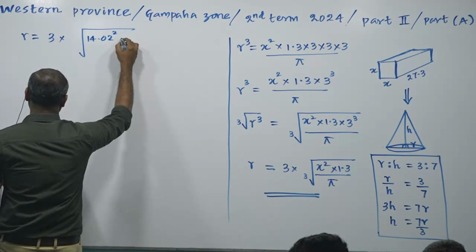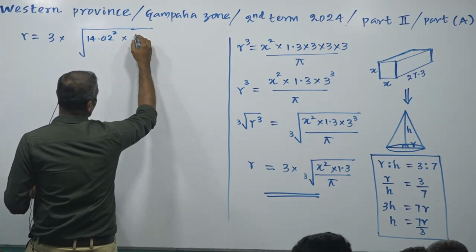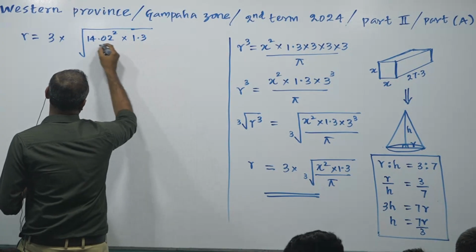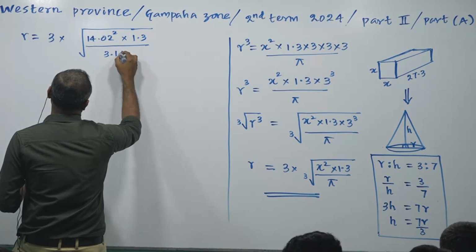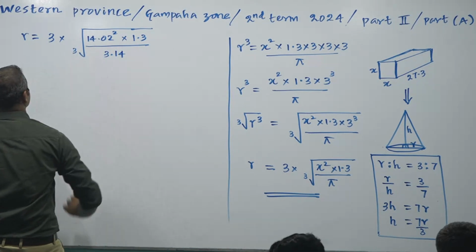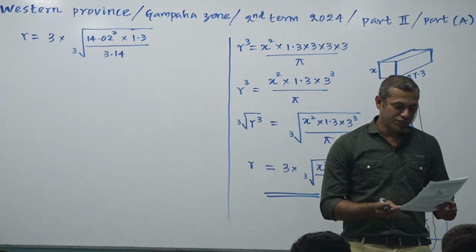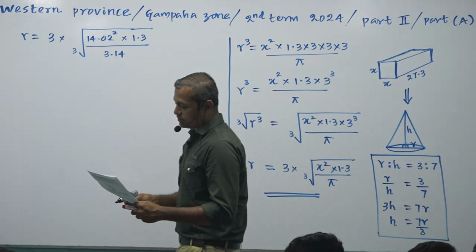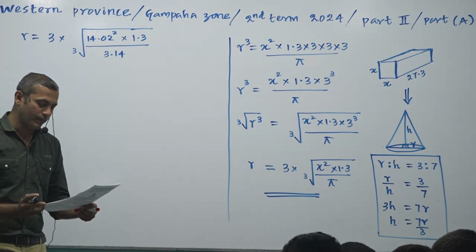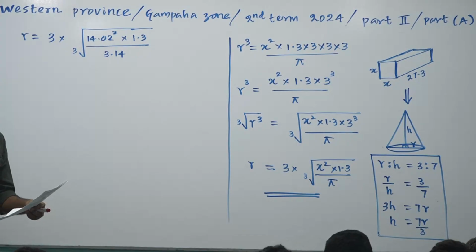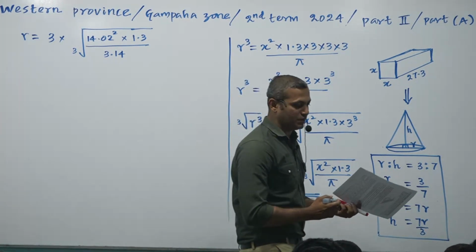R equals 3 times the cubic root of 14.02 squared into 1.3 over pi, 3.14. Using the log table, find the value of the radius. Find the radius to the nearest first decimal.